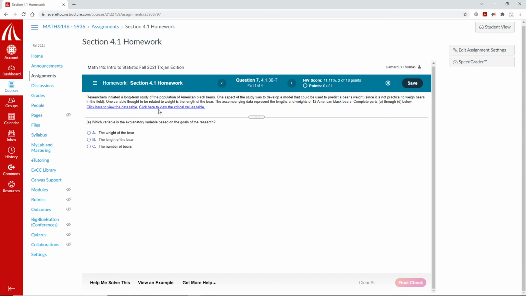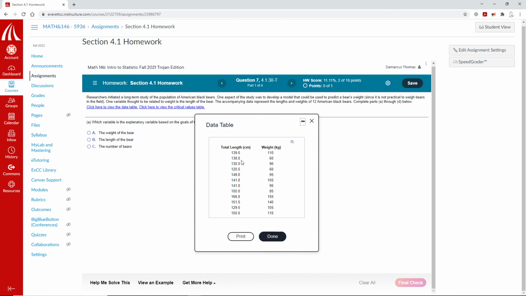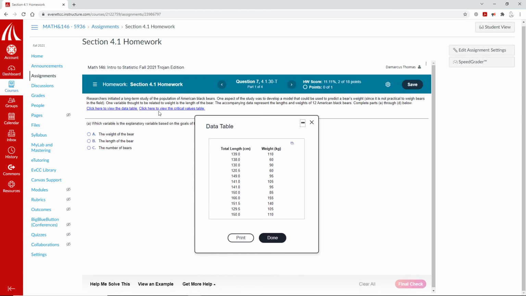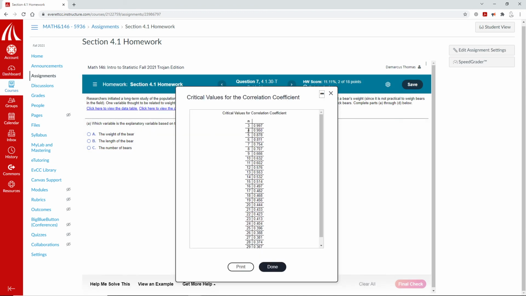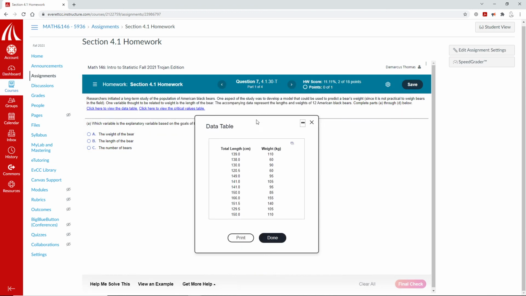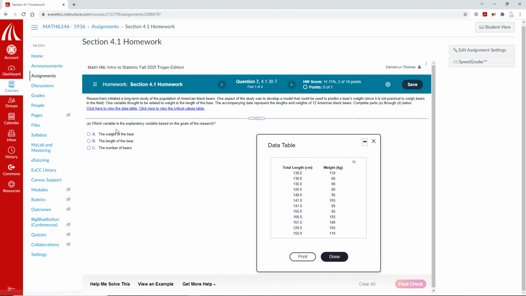All right, so let's read through this. All right, so we have the data, and then we have the critical values. And what they want to know is, first of all, which variable is the explanatory variable? Which one depends on what? It's not obvious which one it is.